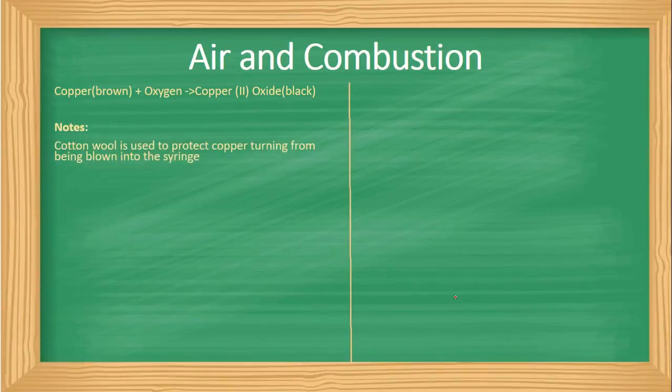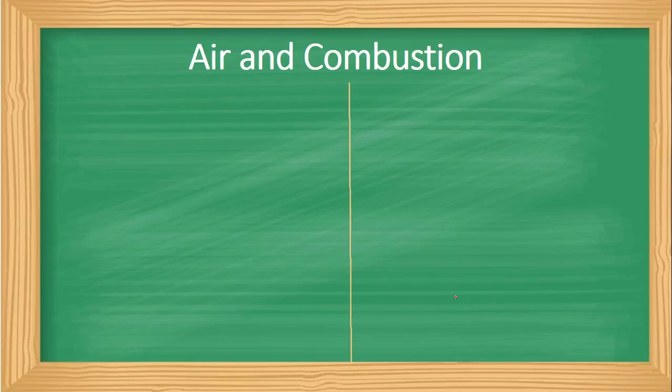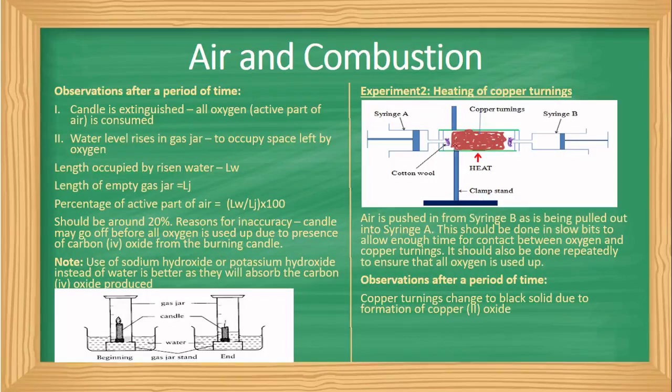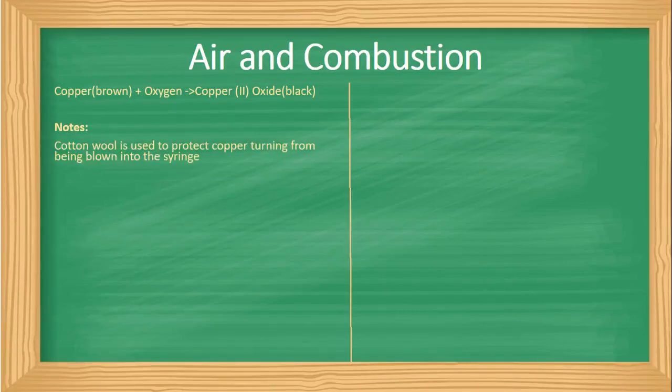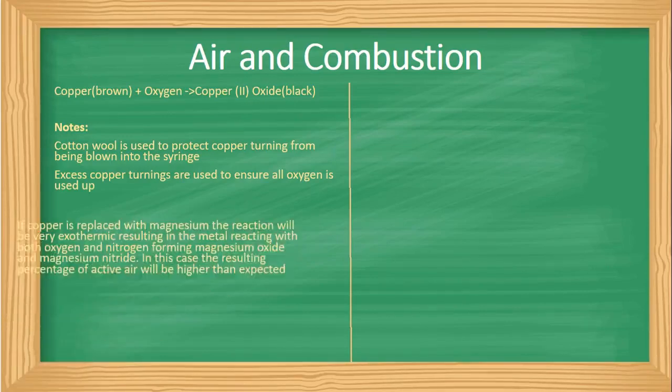You should note that cotton wool is used at both ends of the syringe. As you can see, at this end of syringe A and at this end of syringe B, inside the combustion tube, there is some cotton wool. This is put there so that we can protect copper turnings from being blown into the syringe as air is being pushed in from syringe B. So the excess copper should be put there so that we make sure all oxygen in the air that is pushed in is used up.